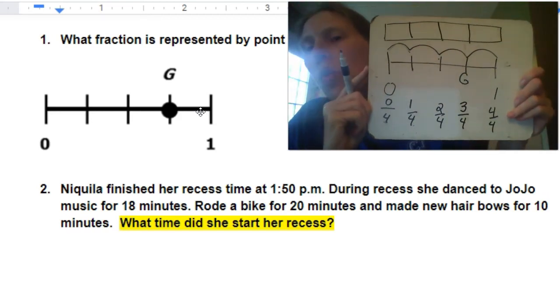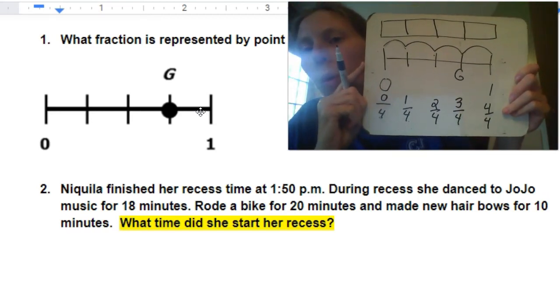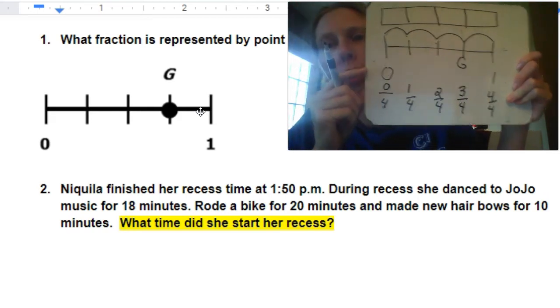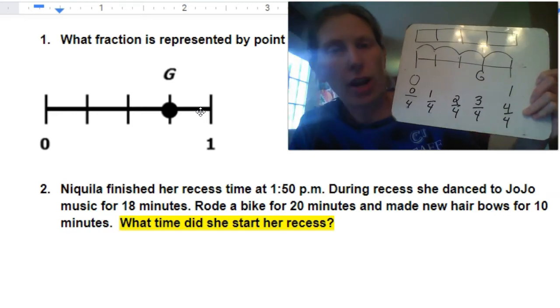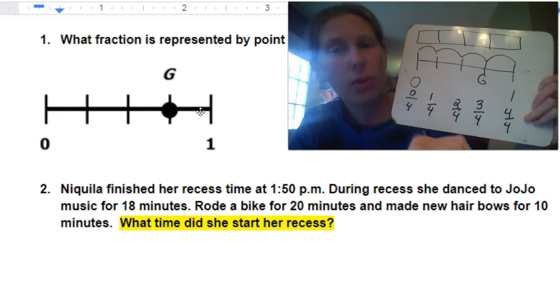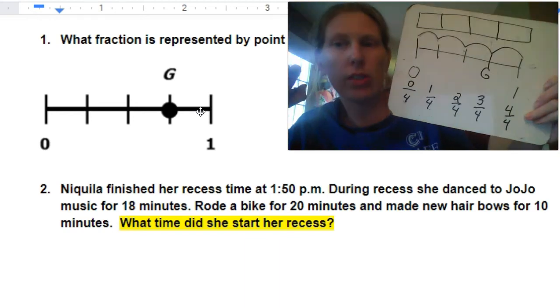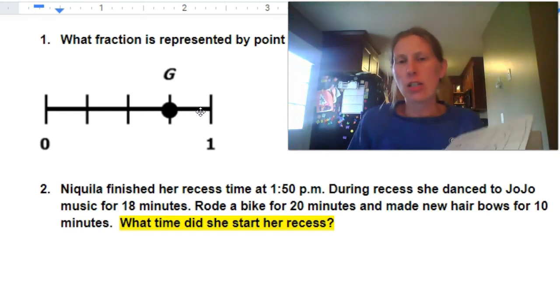Bonus question. What fraction is equivalent to 1 whole? Well, here's 1 whole. 4/4 is equivalent. What fraction is equivalent to 0? 0/4 is equivalent to 0. Good job. All right, let's look at our next problem.